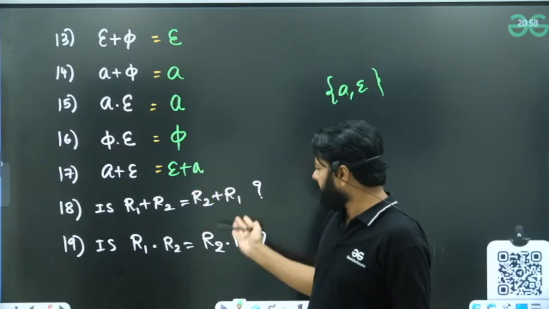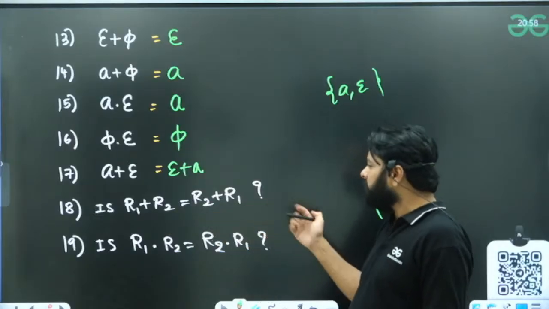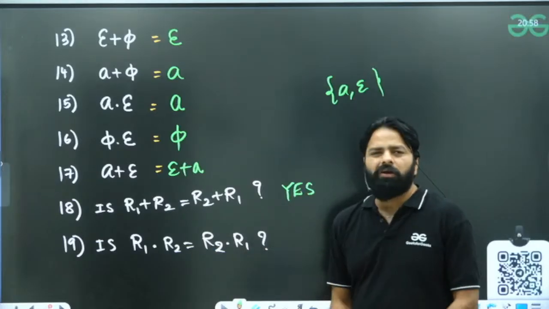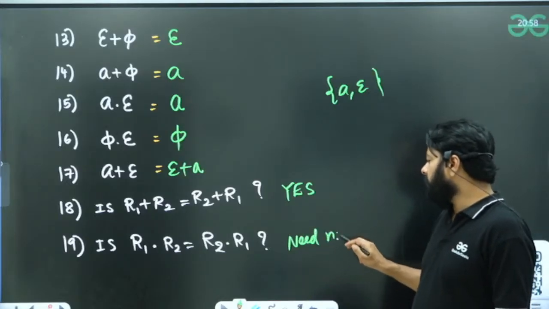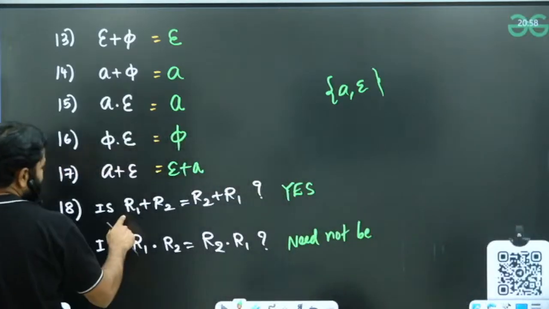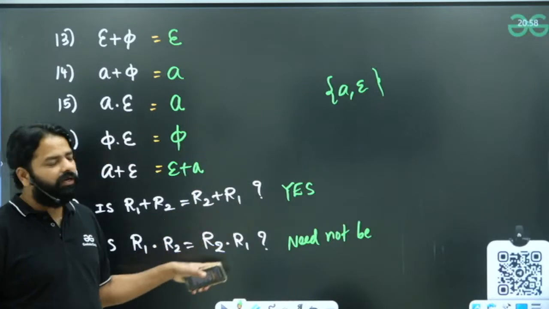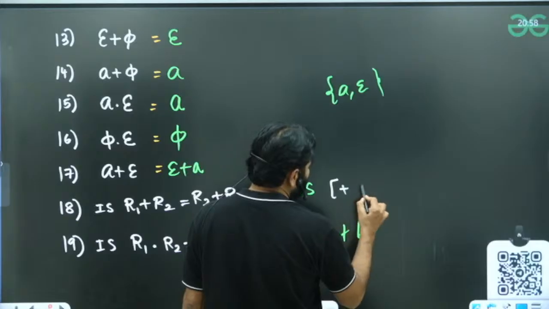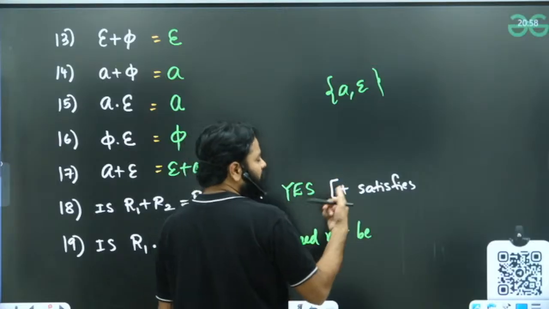The same, just like here: R1 plus R2 is equal to R2 plus R1. R1 plus R2, is it equal to R2 plus R1? Yes, it is always. And R1 dot R2, is it equal to R2 dot R1? Need not be. Sometimes equal, sometimes not equal. If anybody asks about this identity, what is it called? Commutative. Does the commutative property hold for the plus operator? Yes, plus satisfies the commutative property.